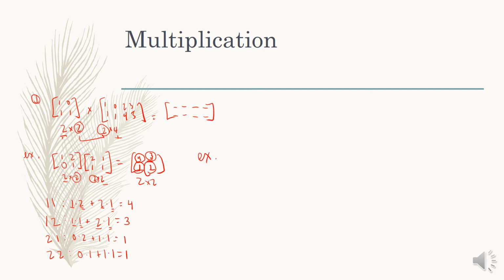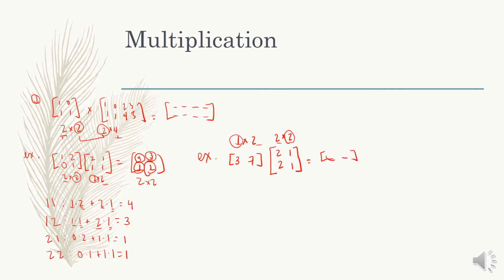I want to do one more of these. Let's do 3, 7 times 2, 2, 1, 1. So just to make sure that we can do this, the first one is a 1 row by 2 columns. The second one is a 2 row by 2 columns. These two numbers are the same, so that's good. And our resulting matrix is going to be a 1 by 2. So 1 row, 2 columns.